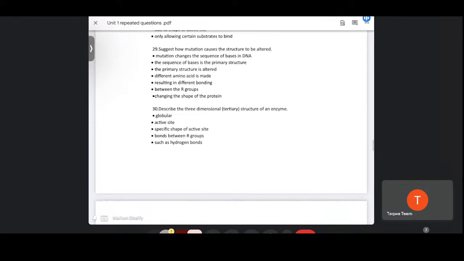Question 29 is one of the most important questions as well in almost many units. Suggest how a mutation causes the structure to be altered. Basically, the mutation changes the sequence of bases in DNA. The sequence of bases is the primary structure. The primary structure is altered, a different amino acid is made, resulting in different bonding between the R groups, changing the shape of the protein.